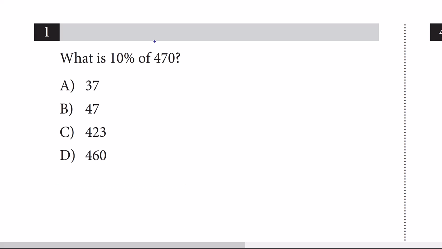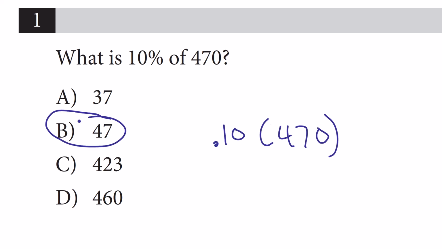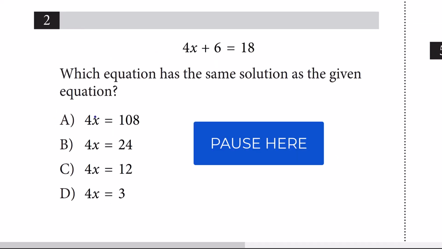All right, so let's go through this. What is 10% of 470? This is pretty straightforward. Again, every question on this test you can use a calculator for. So go ahead and use your calculator, but best way to do this is we're gonna go 0.10 times 470. You can get B, 47. So that's pretty straightforward. Question number 2. Go ahead and pause it, take a look, and try to solve.